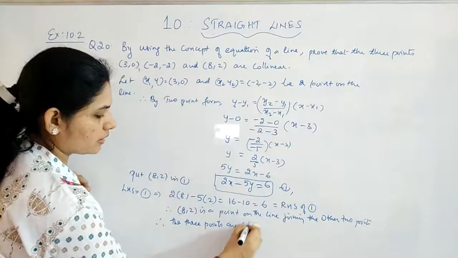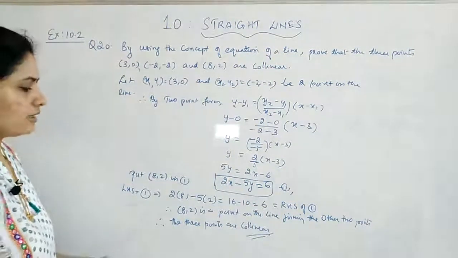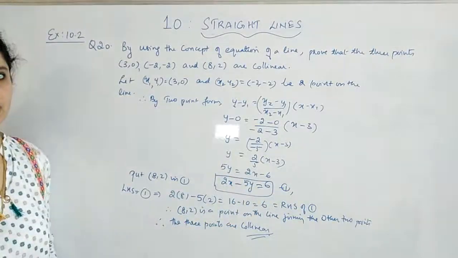are collinear. Now suppose that is not satisfied, that is LHS not equal to RHS, then you can say that the 3 points are not collinear.